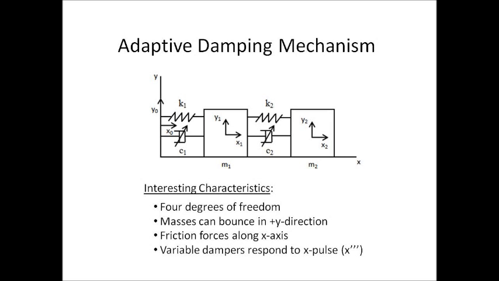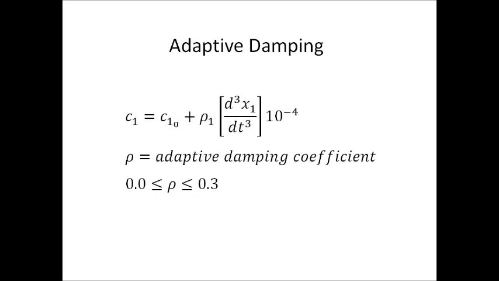Adaptive damping mechanism. There are 4 degrees of freedom. The masses can bounce, there are friction forces along the x-axis, and there are variable dampers. Adaptive damping is the response to the third time derivative of the displacement in the x direction.